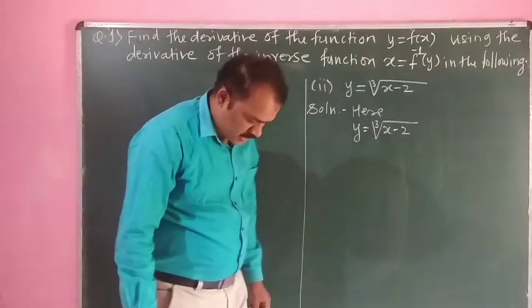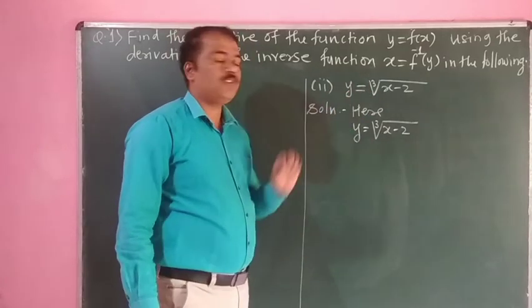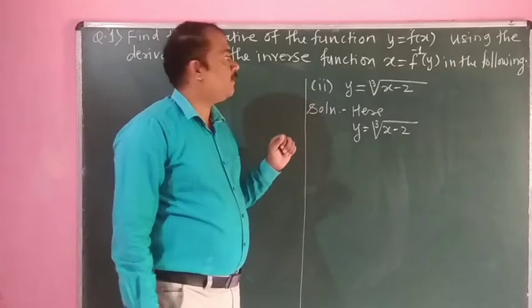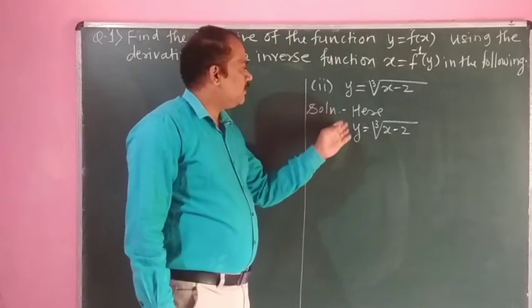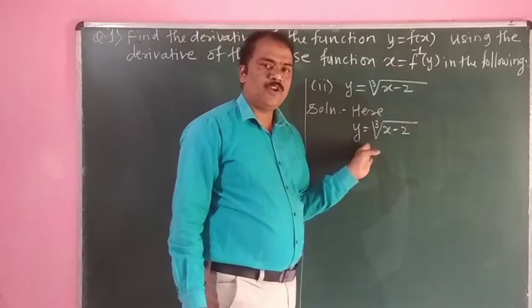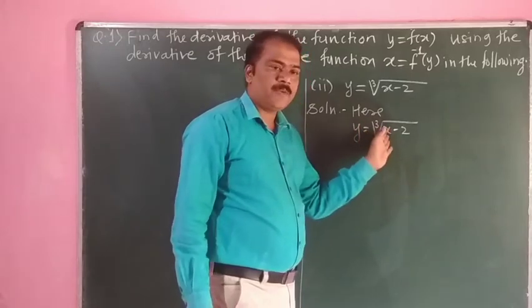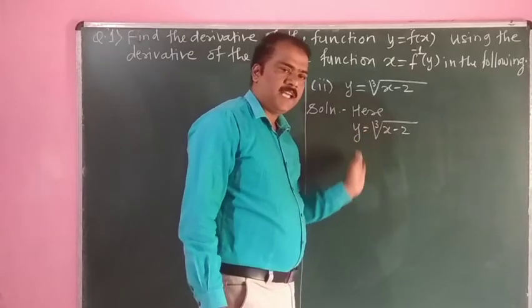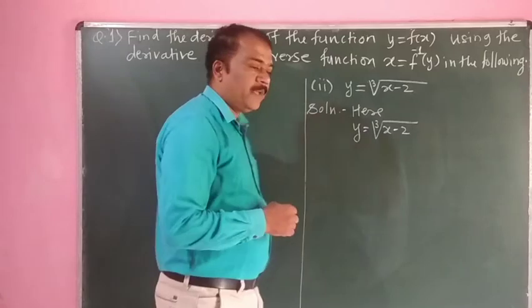From the same question, we have to discuss the second example, y is equal to cube root of x minus 2. By using the inverse function, we have to find the value of dy by dx. What is the given function? y is equal to cube root of x minus 2. So first of all we have to find its inverse function. To find the inverse function means we have to express x in terms of y.